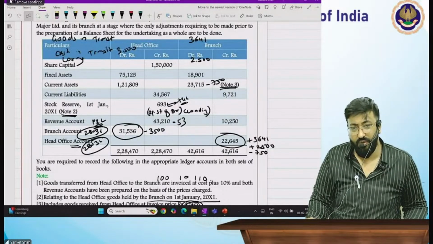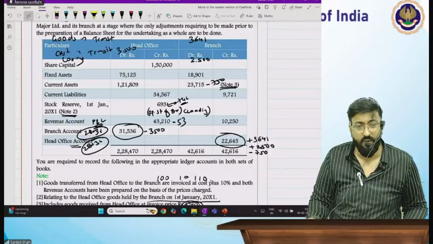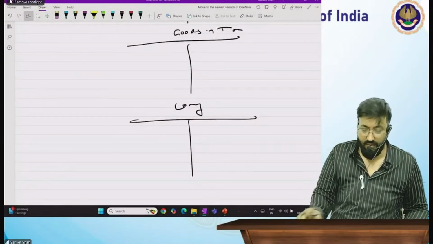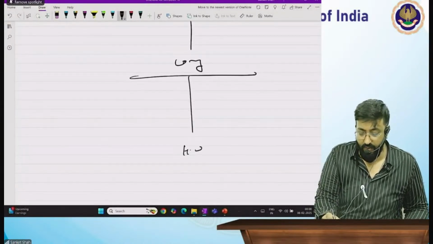Why? No need to transfer it. Revenue account, why are you transferring? No need, because you can keep it as it is. Yes, sir. Okay. And the head office account in the branch books, correct?